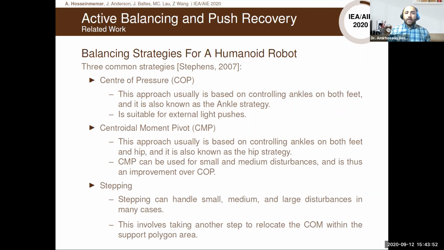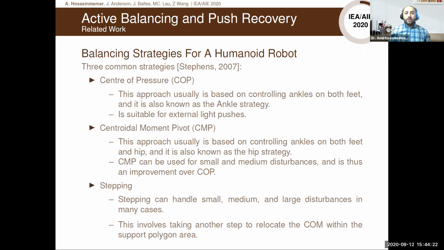Now let's have a look at some active balancing and push recovery strategies for a humanoid robot. There are 3 common strategies for push recovery. First is center of pressure, or COP. This approach is usually used for controlling the ankle on both feet, and it is also known as the ankle strategy. It's suitable for external light pushes.